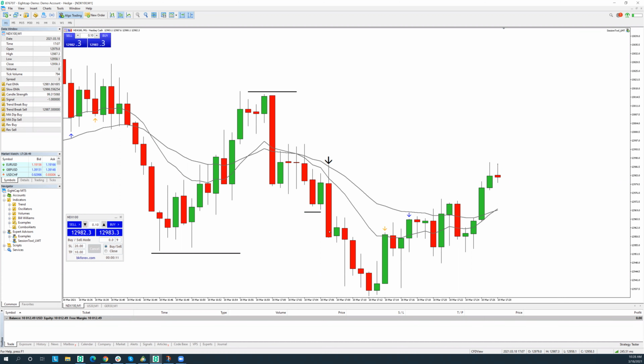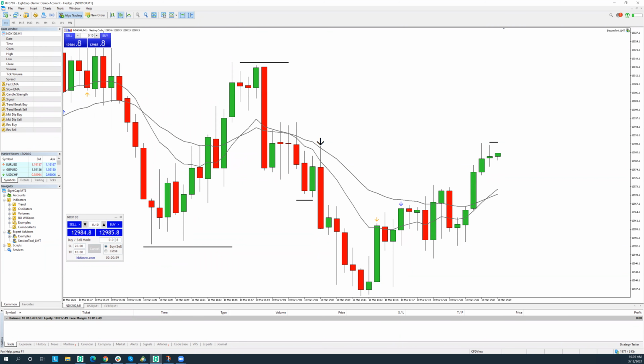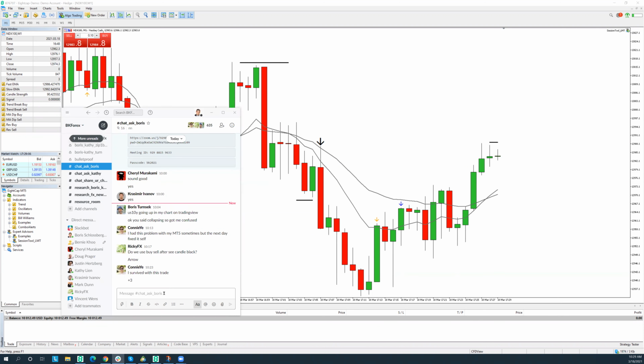So I'm short here at 58. I'm looking for a 38 close. It comes into like a 34 close, right? 40, 20, boom. Trade number 1. Okay, I'm going to stop now. And if you do not understand this, you need to post in chat Ask Boris. Because if you don't post, that means you understand it.